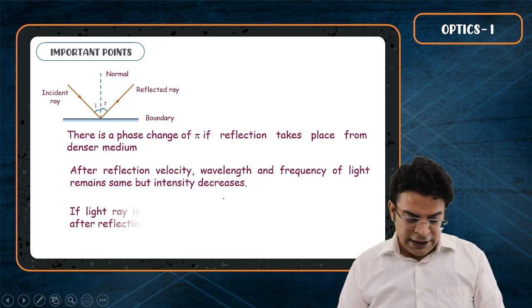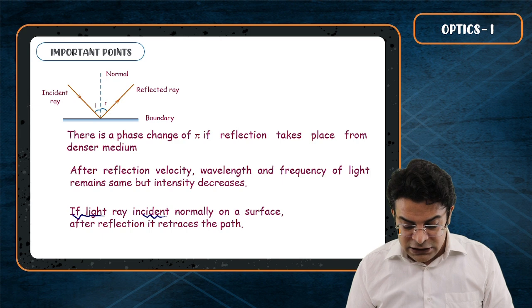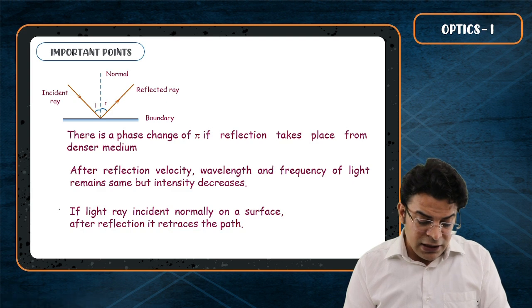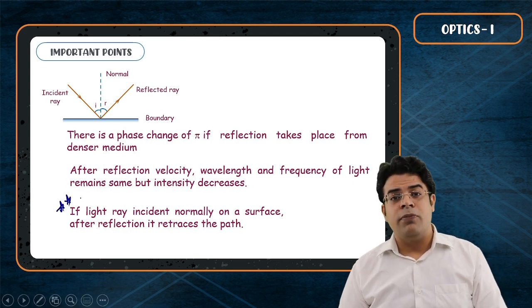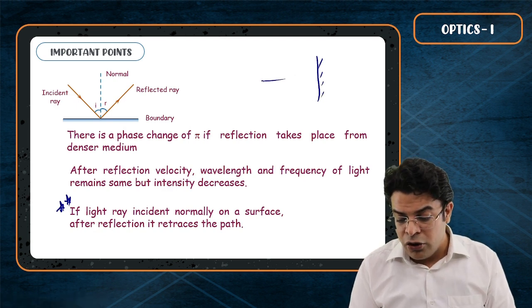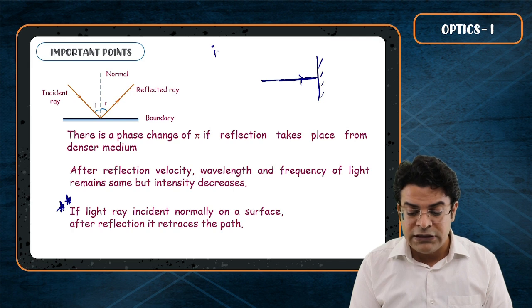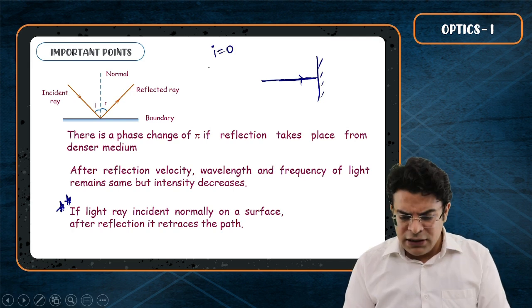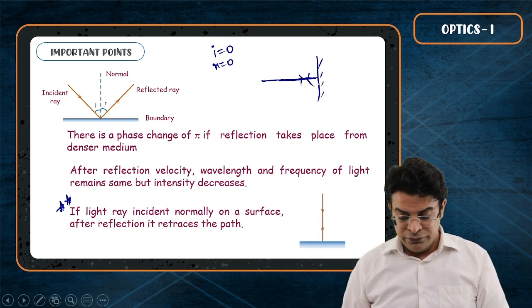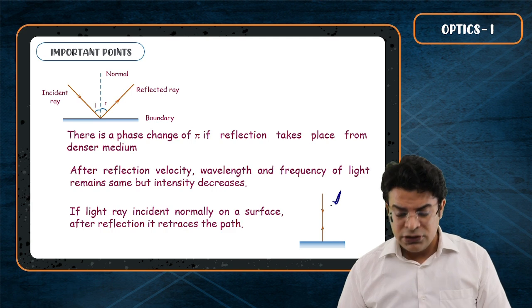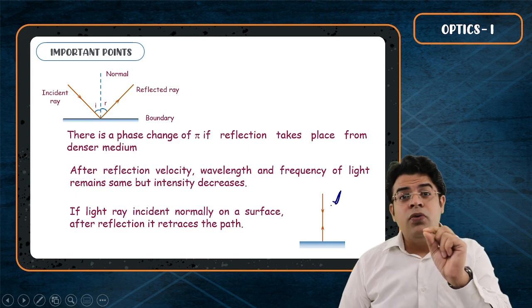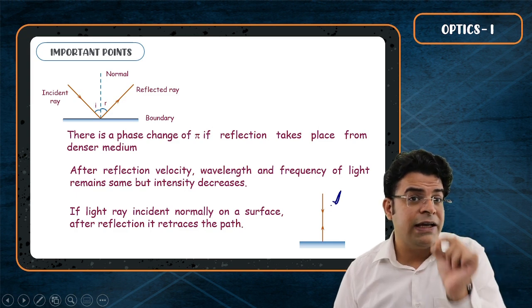The next point: if a light ray is incident normal to the surface, after reflection it retraces its path. Again, this might look like a simple point, but it is an important point. If you have a mirror and you send a ray on it normally, such that the angle of incidence is 0, then the angle of reflection also has to be 0. So the light ray will retrace its own path. In such a case, the light will be going back to the same place from where it came out.